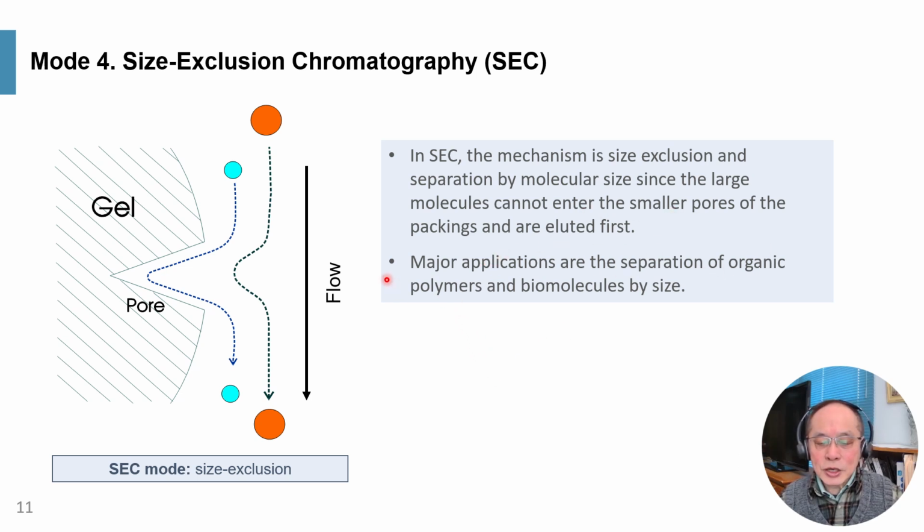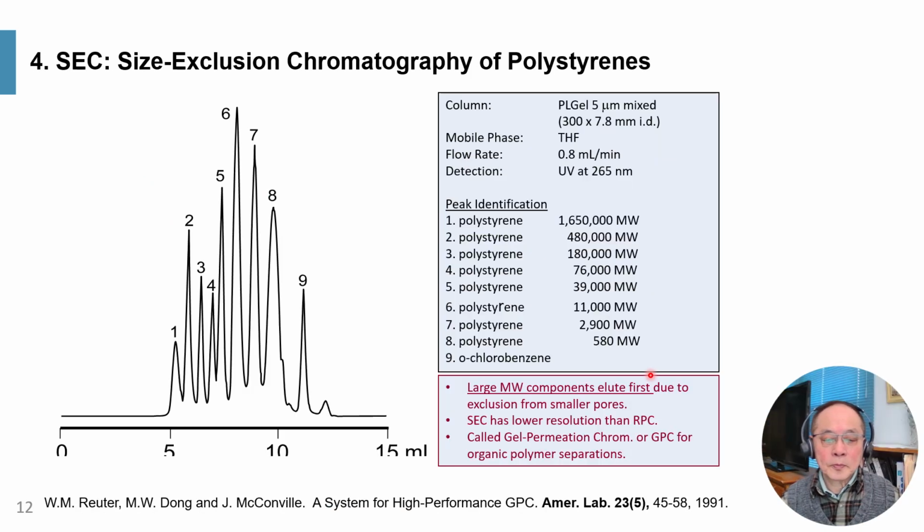The major applications are the separation of organic polymers, called GPC, and also separation of biomolecules by size, such as proteins. Here's an application of size exclusion chromatography of organic polymers such as polystyrenes.